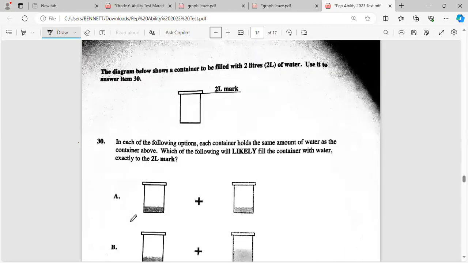All right, the diagram below shows, who wants to do this one? Kimani, go ahead. Anya, you want to do the next one? I think Anya had her hand up also. All right. Yes, sir. Anya, you do the 31. Sir, may Ian do 32? Go ahead, Kimani.